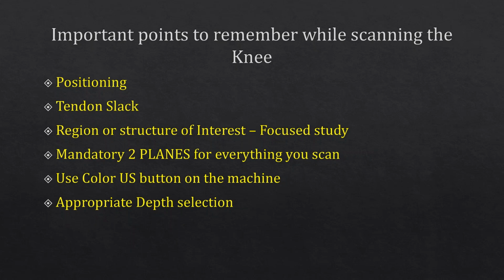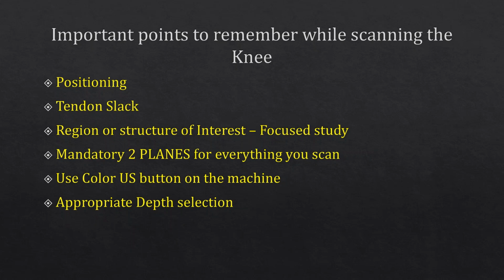Then the third point is the structure of interest. So if you are doing a specific study where a patient has only posterolateral or posteromedial pain, or even if you're doing a comprehensive scan, but there is an area which is the primary focus of the study, make sure you take additional images of that, and take images in 2 planes, long axis and short axis. And the principle of taking images in 2 planes is applicable in every case in ultrasound. For every structure, you have to take images in 2 planes to confirm your findings, whether normal or abnormal.